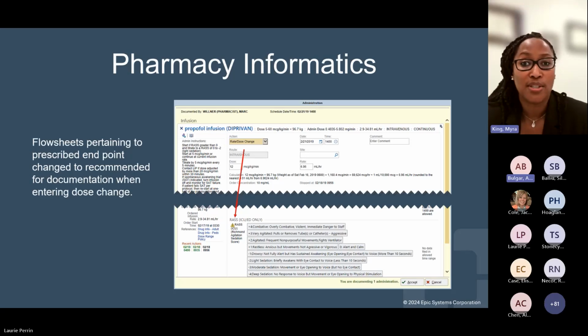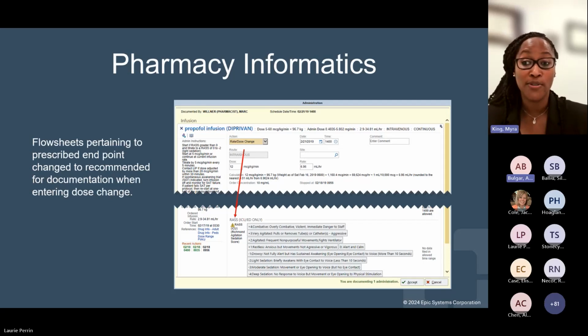In terms of when nurses would document in the MAR, we also wanted to have a process by which nurses were reminded to document the clinical endpoint. And so we asked that the relevant clinical endpoint appear in the MAR with a reminder for a recommendation. So as you are documenting your dose change, that clinical endpoint would be visible and a reminder would pop up stating, hey, remember to document your clinical endpoint.